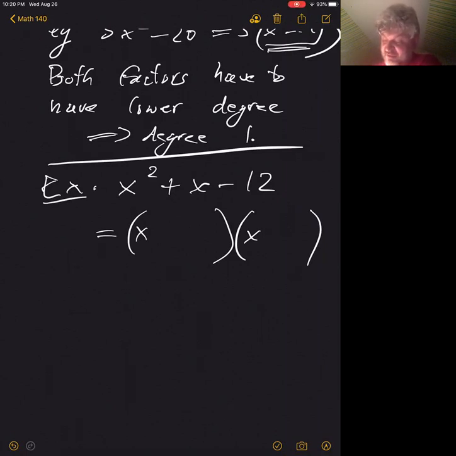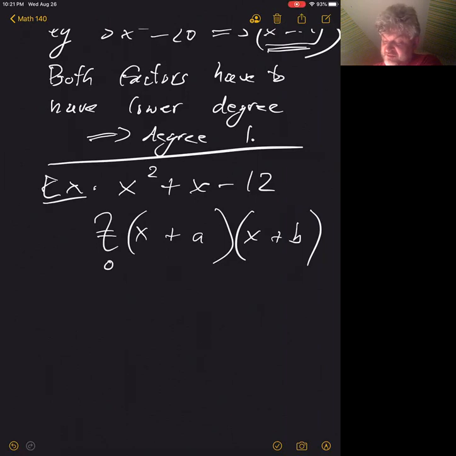So the only way that this can happen, that the leading powers, which are just x's, multiply to give x squared, is when they both have coefficient 1, okay? And then there's going to be some other numbers. Let's call them a and b. And this is the question: is that possible? So we try this out.